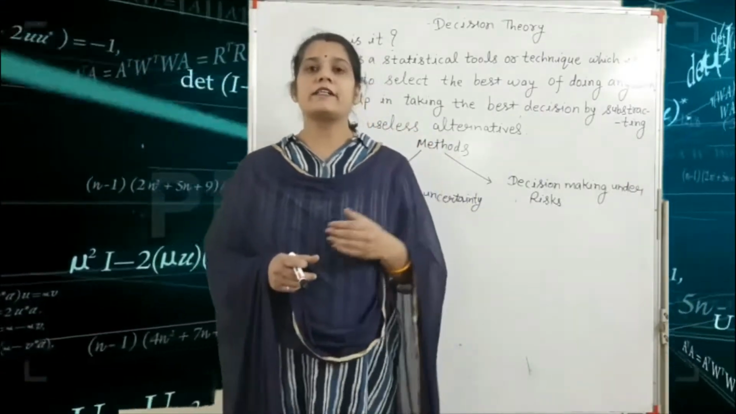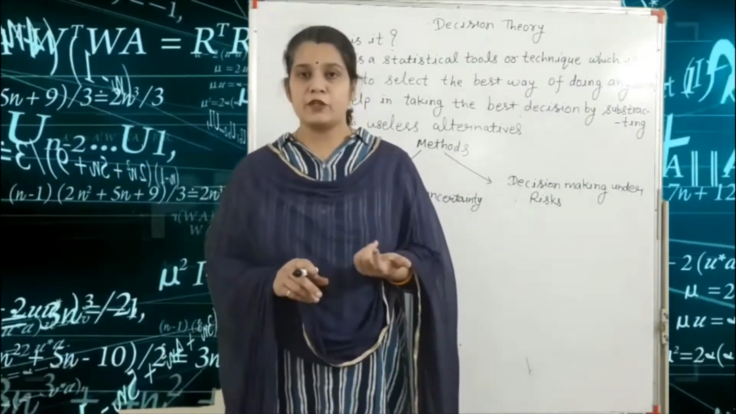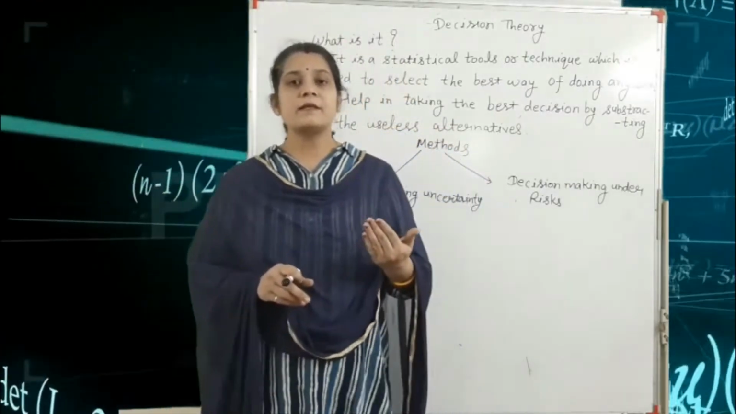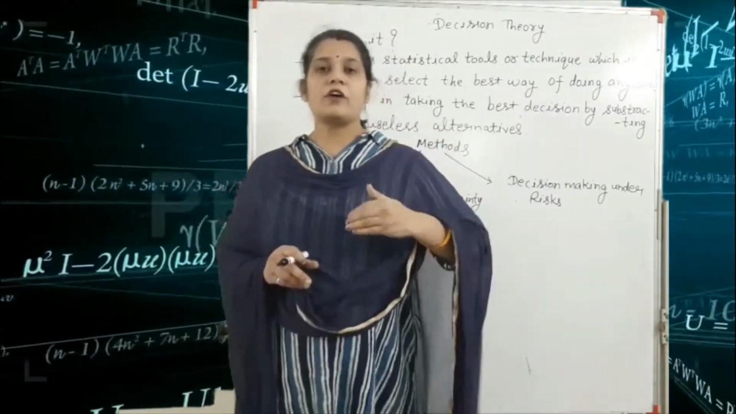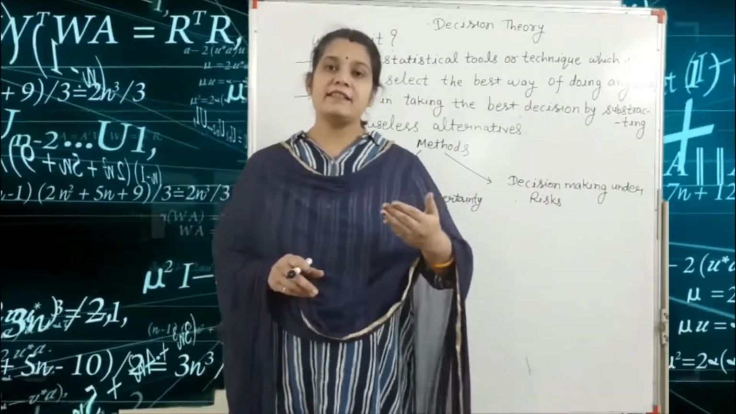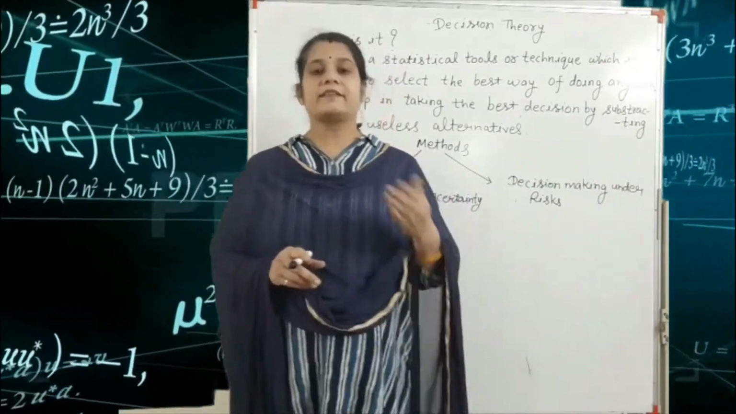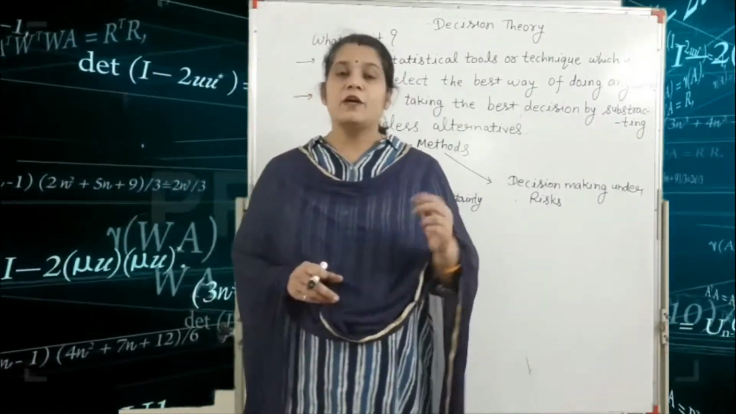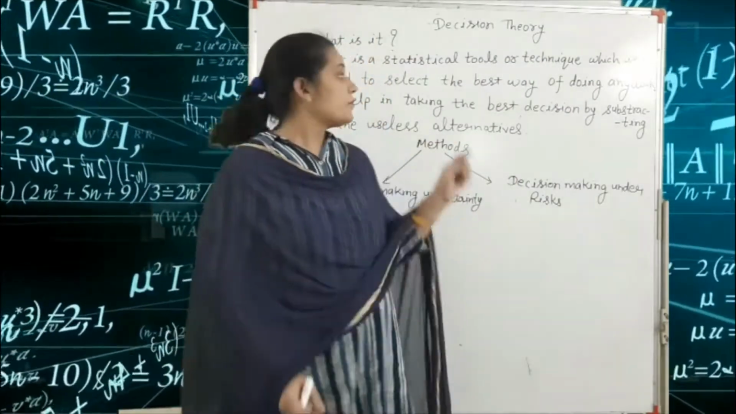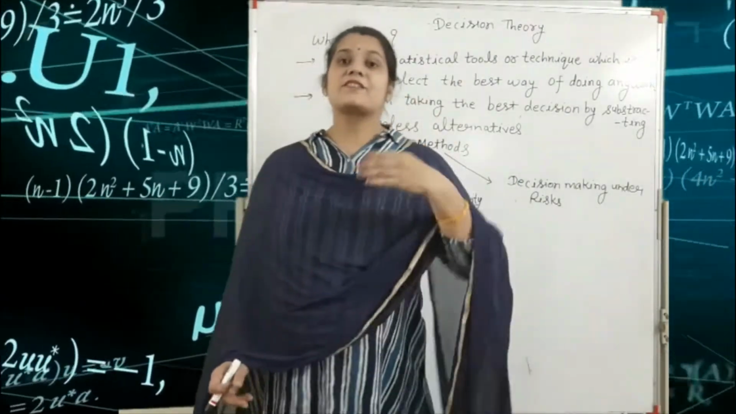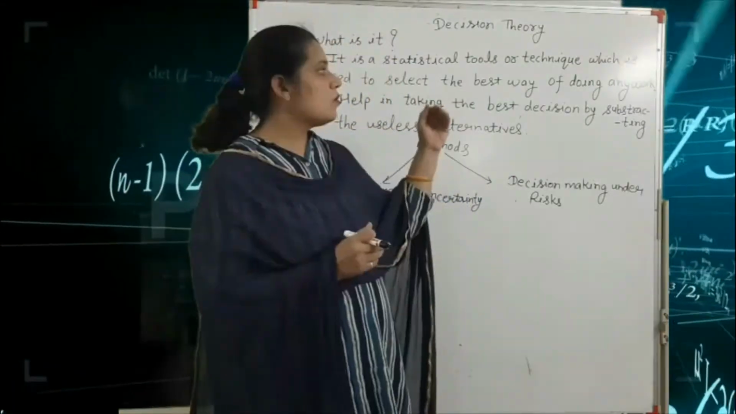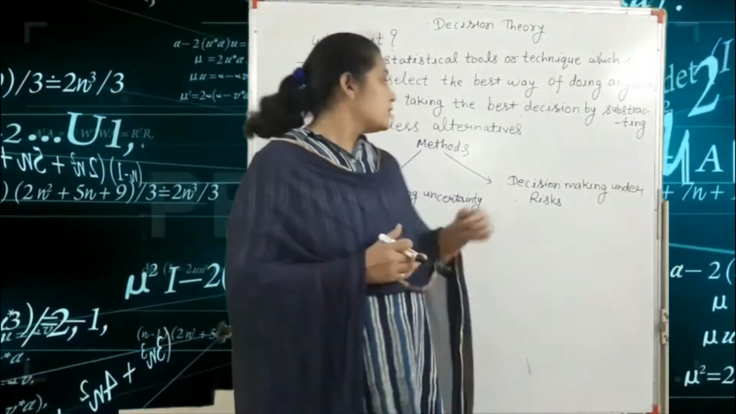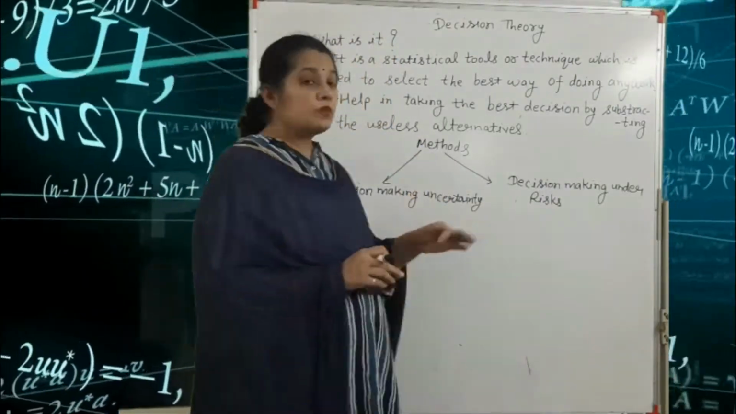We have already seen game theory in our previous lecture. In game theory, we have two players, and one player considers strategies according to the second player, finds the second player's strategy, and after that decides the main strategy or best plan. But in decision theory, we select the best way of doing any work, that is, we choose the best alternative. In this chapter we have two types of method.